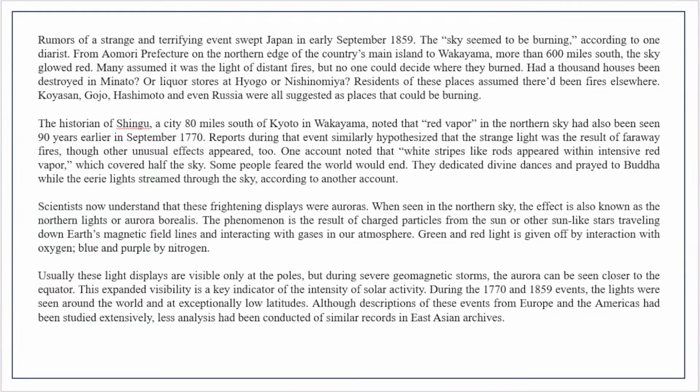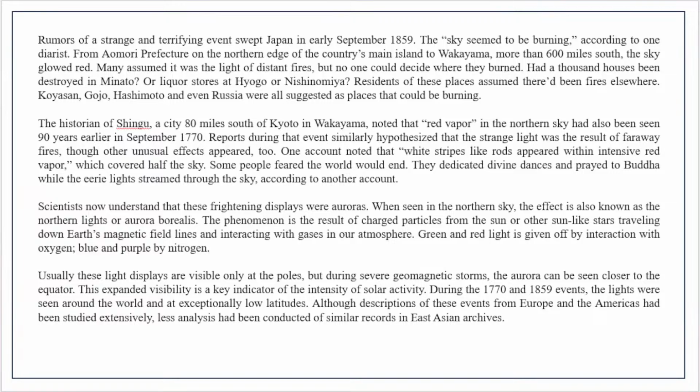Rumors of a strange and terrifying event swept Japan in early September 1859. The sky seemed to be burning, according to one diarist. Now, if you understand how words are made, you can immediately think about the word diary. So a diarist is someone who maintains a diary, who writes a diary. Normal diary entries.